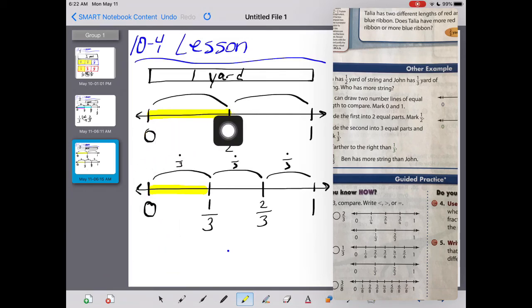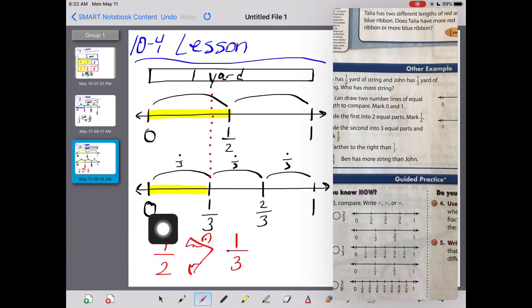Now you can see, just visually, look how much further to the right Ben went compared to John. I can even show it with a little dotted line. If I go straight up, John only went this far as compared to Ben, who went a little bit further with 1/2. So we could say that Ben has more string than John. And we can say 1/2 is more than 1/3.